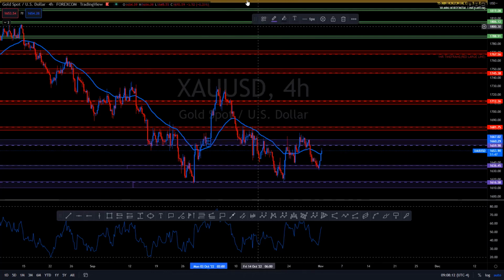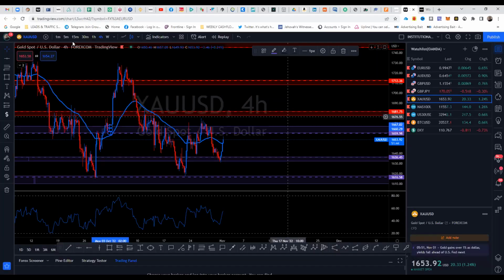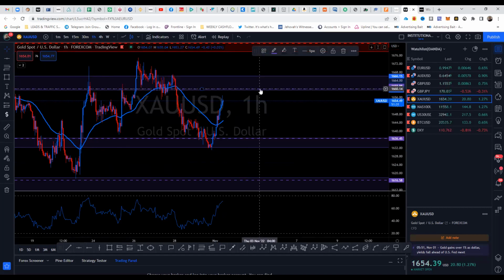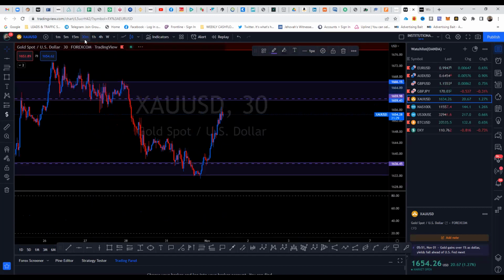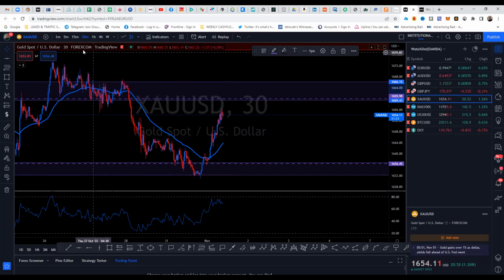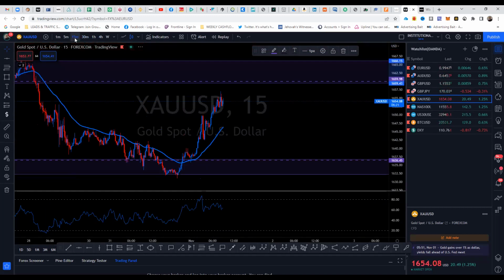Now let's go through the smaller time frames and see what price is looking like. We go to the 1 hour. We can see that there was a supply zone that held here. To the 30-minute, it looks like price is kind of overbought at this point.